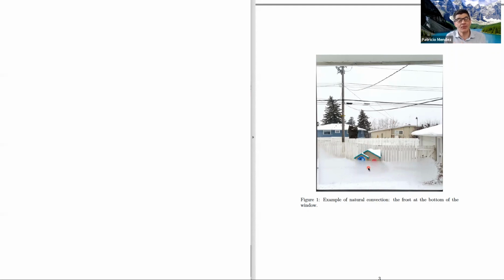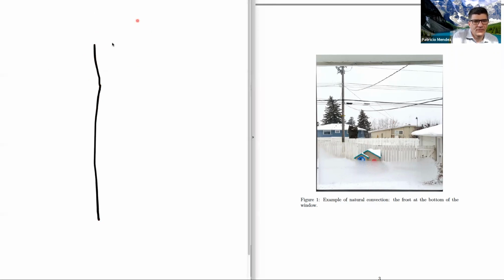This helps us understand something we see every day that is not obvious. I was hoping to do some sort of schematic, but I don't really know what's going on. So this would be our window. We can say this is outside. We can say this is inside.